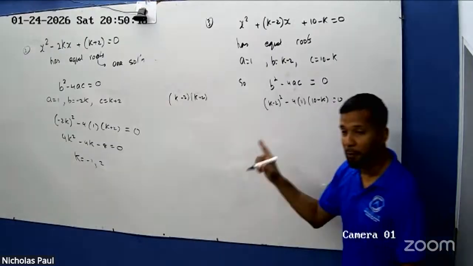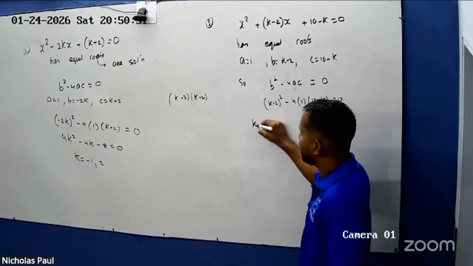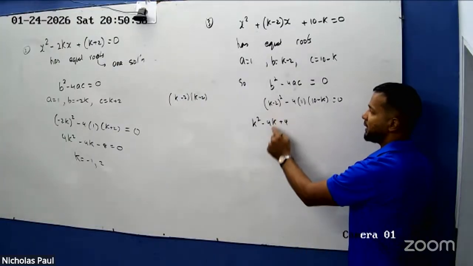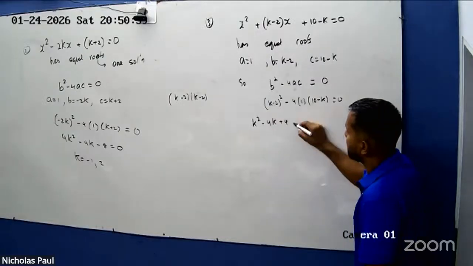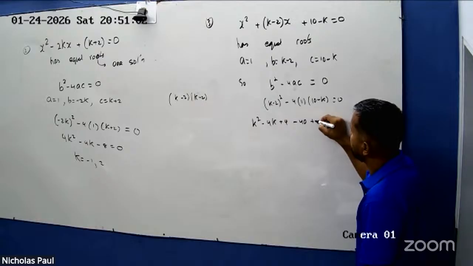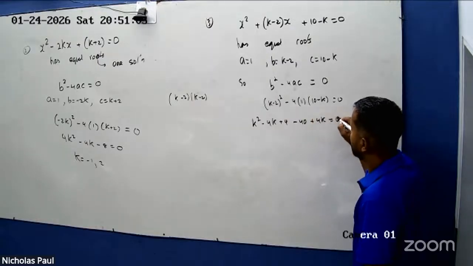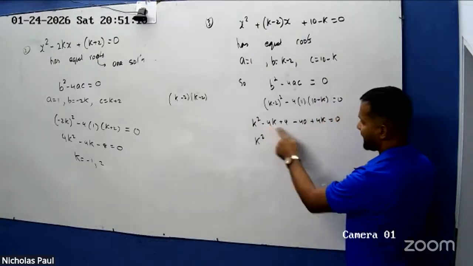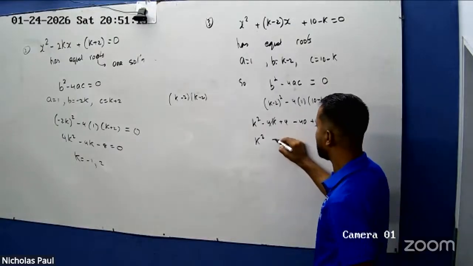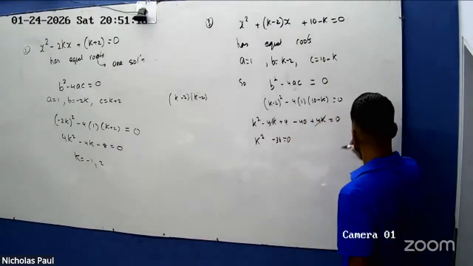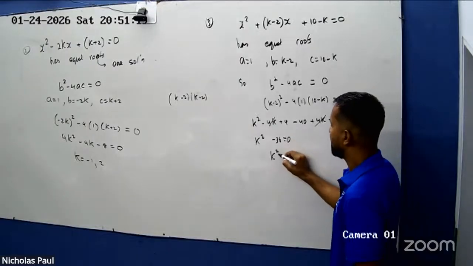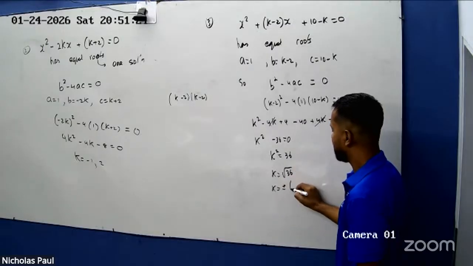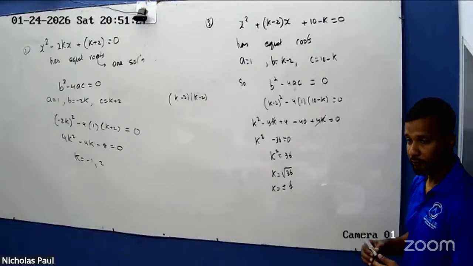Remember to expand it out fully, so you'll get k squared minus 4k plus 4. Then multiply out the rest: minus 40 plus 4k. Bring your like terms together. You'll recognize that the k's will cancel, and I got minus 36. Move it across: k squared equals 36. k is the square root of 36, plus or minus 6.